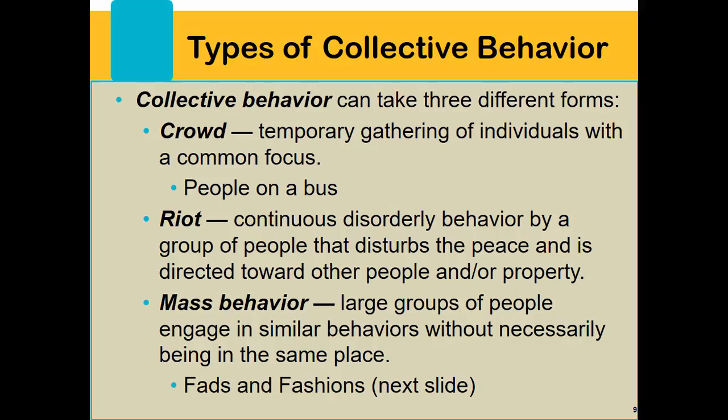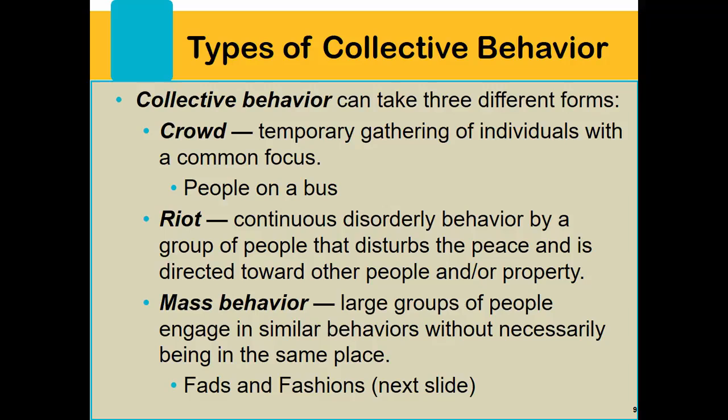Now, collective behavior can take different forms. One type of collective behavior is a crowd, which is a temporary gathering of individuals with a common focus. So this could be people on a bus, people at the movies, people in line at the DMV. A riot is another type of collective behavior, which is continuous disorderly behavior by a group of people that disrupts the peace and is directed toward other people and or property. So it's a big disorderly group of people.